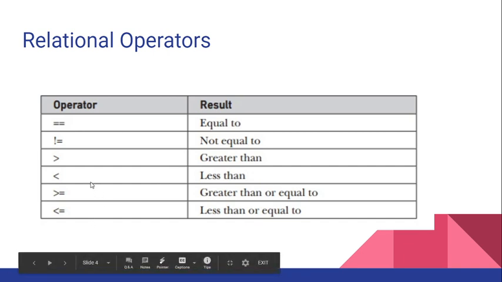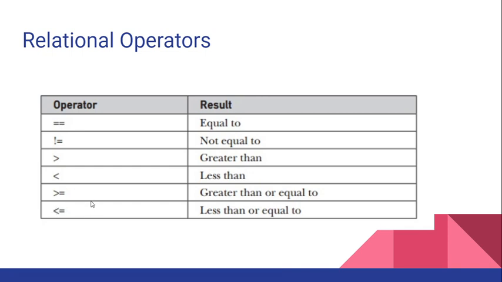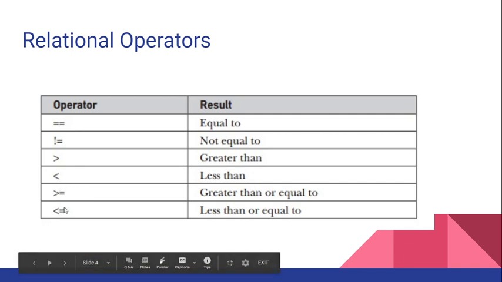Greater than, less than, greater than or equal to, less than or equal to, these all work in the same way, just like the first two operators I explained. This checks if operand 1 is greater than operand 2. This checks if operand 1 is smaller than operand 2. This checks if operand 1 is greater than or equal to operand 2. This checks if operand 1 is less than or equal to operand 2.